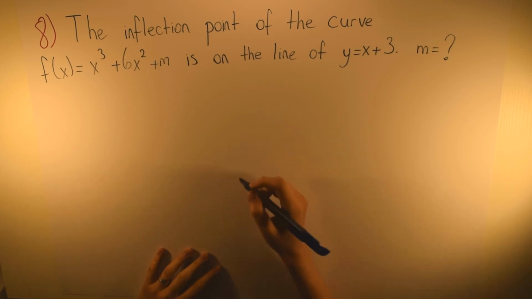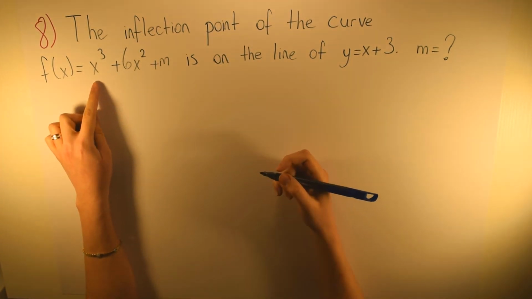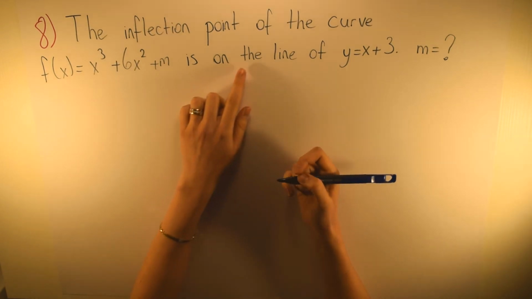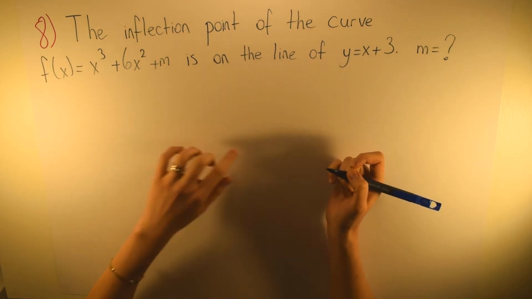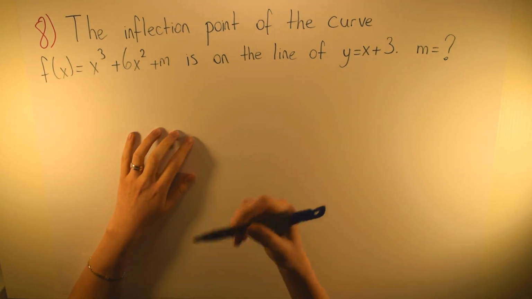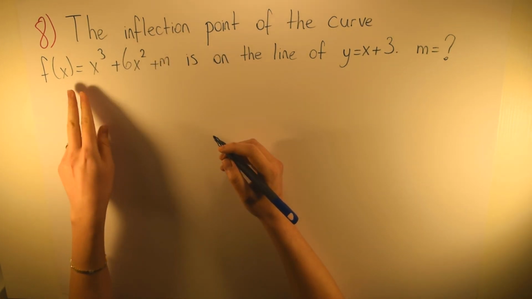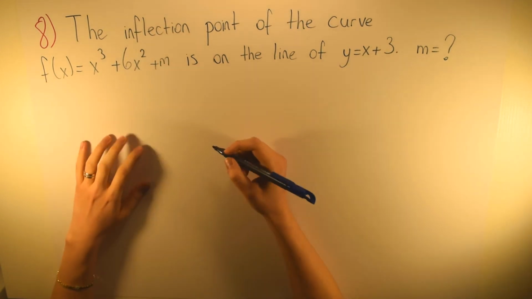In this question we have the inflection point of the curve f of x is equal to x to the power of 3 plus 6x squared plus m is on the line y is equal to x plus 3. So what is the value of m? When we see this inflection point, we know that we should take the second derivative of our function, and then we will make it equal to 0. Okay, so let's do that.